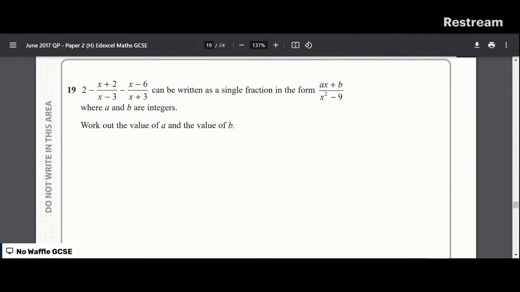2 minus x plus 2 over x minus 3 minus x minus 6 over x plus 3 can be written as a single fraction in that form. Work out the values of a and b.